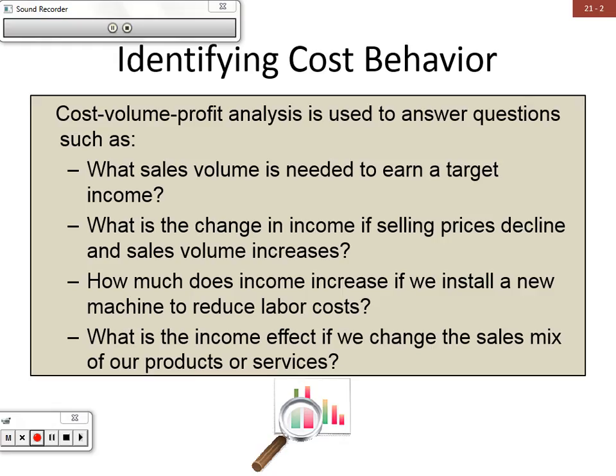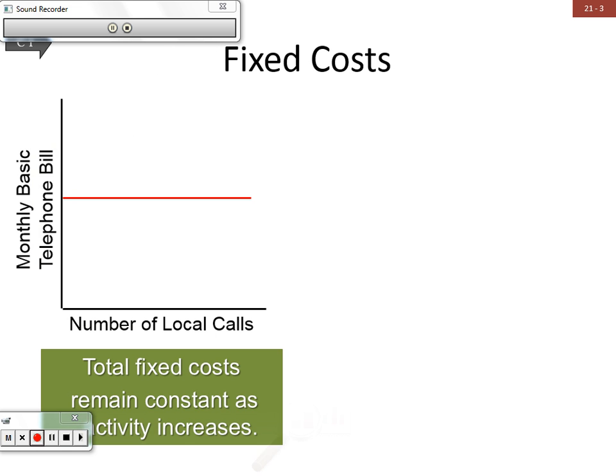How much does income increase if we install a new machine or reduce labor costs or add new equipment or something like that, cut down on departments? What is the income effect if we change the sales mix of our products or services? So, for instance, some companies may only do products, right? What happens if they start mixing that with some different services within their factory? How does that change their income, either for the better or in a negative way?